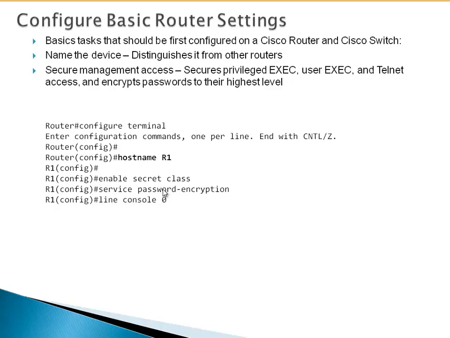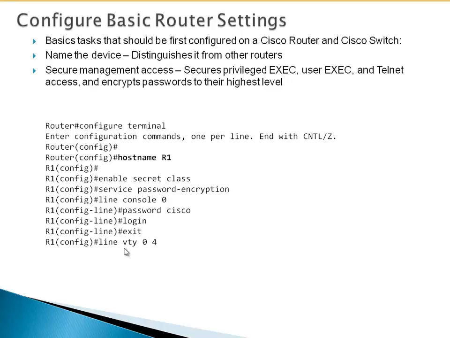To secure management access through the console line, we have to go to line console 0 and give it a password, password Cisco. Now this password is unencrypted by default, but it will be encrypted because we have this command here. So password Cisco, login. What this command says is, next time somebody is trying to log on through the console port, use this password, Cisco. Then we can exit and we go to the virtual terminal lines.